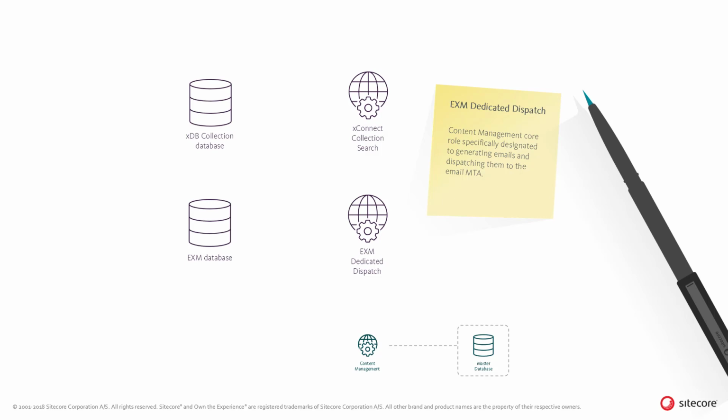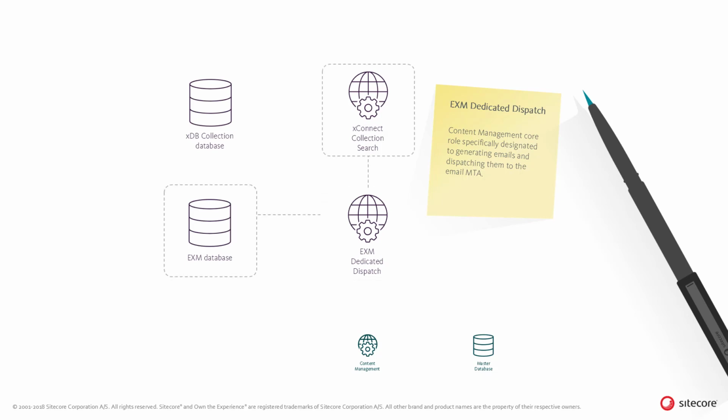The dedicated dispatch role is a role configured as a content management role, but for EXM purposes, dedicated to processing and dispatching emails, and not to serve the email experience manager user interface. When the dispatch is started on the content management server, it will trigger the dispatch process on any dedicated dispatch roles, as well as potentially on the content management role itself. However, in the context of this video, the content management role is not configured to dispatch emails, but will serve the email EXM user interface and control the dispatch job.